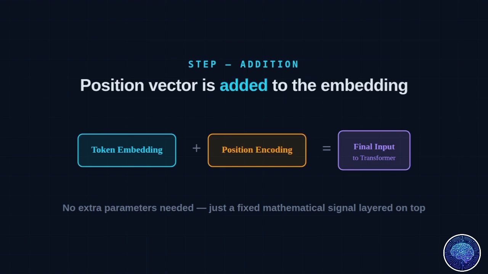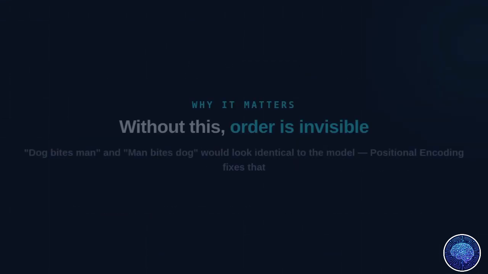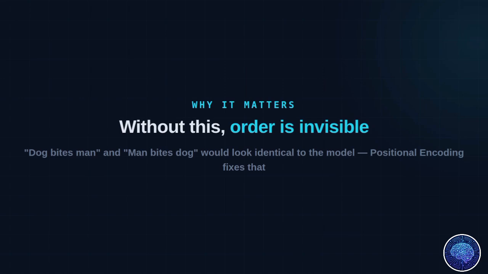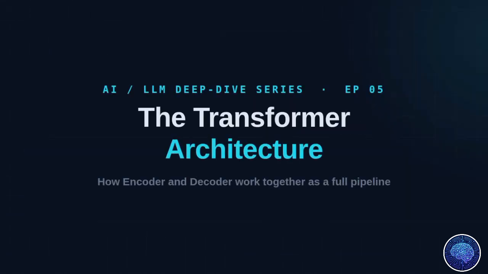Without positional encoding, word order is completely invisible to the model. With it, every token knows exactly where it stands in the sequence. Simple idea, massive impact. We've now covered every individual piece: embeddings, positional encoding, self-attention, multi-head attention. Time to zoom out and see how they all fit together inside the transformer architecture.